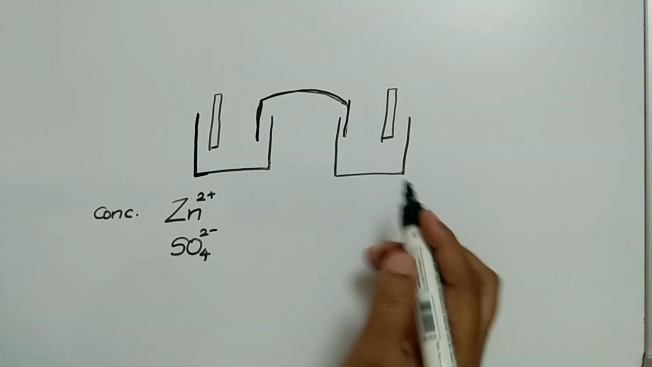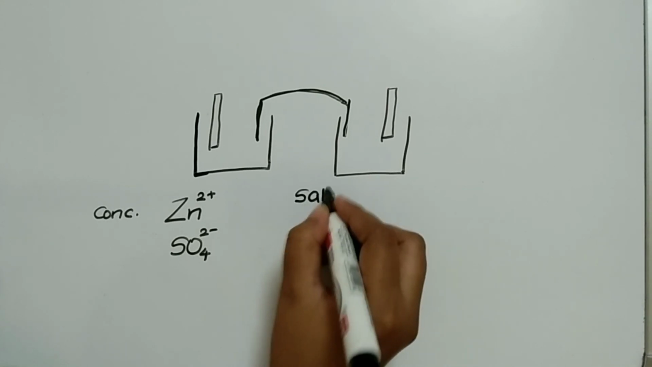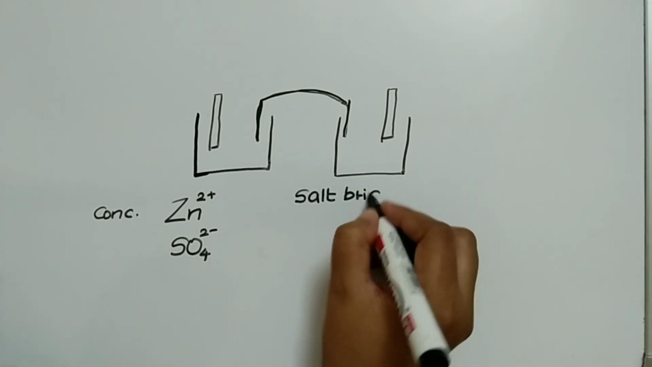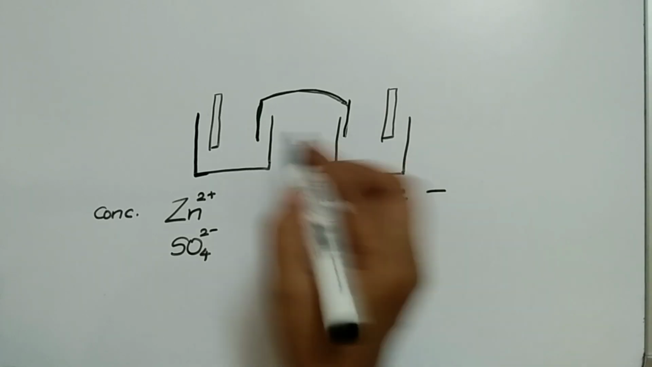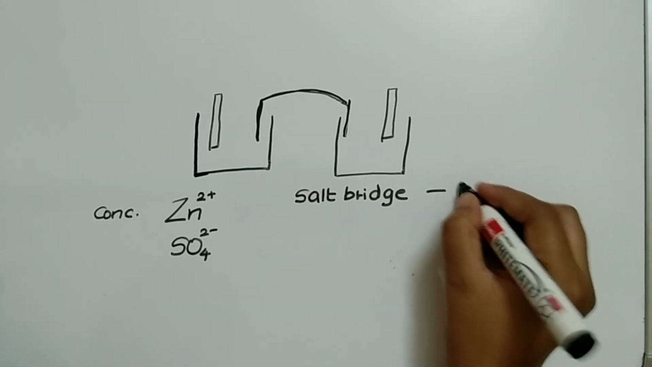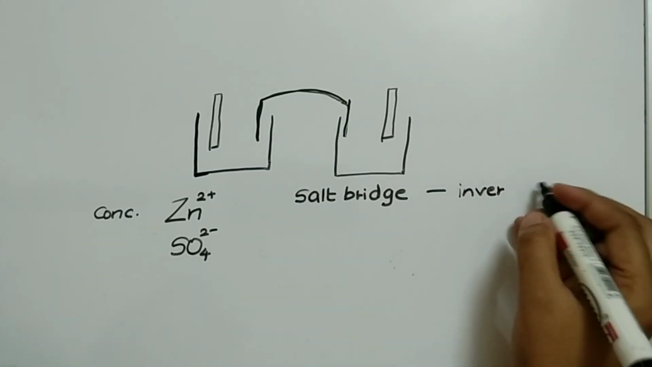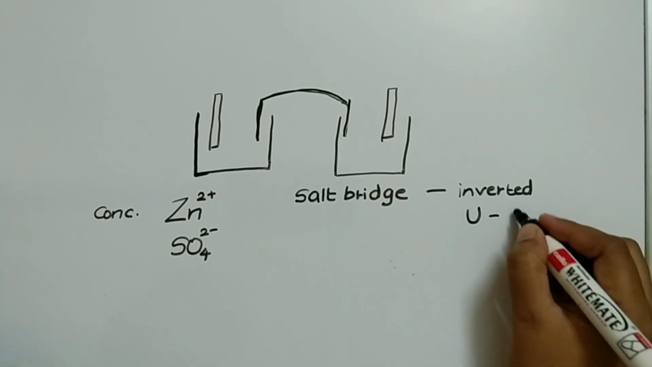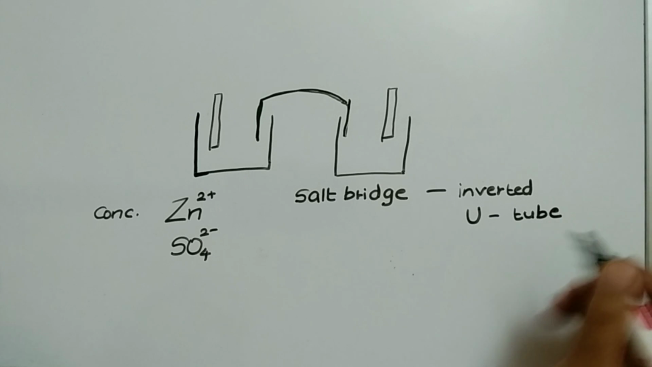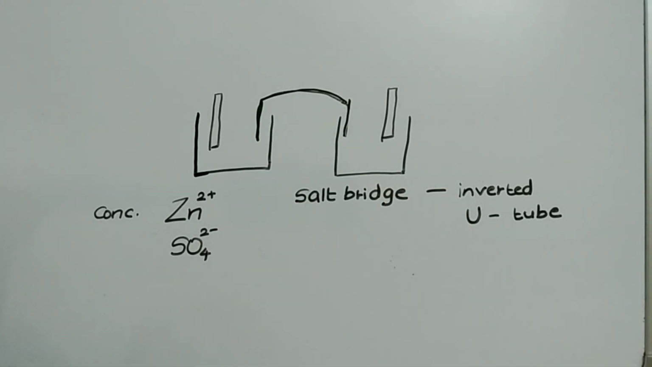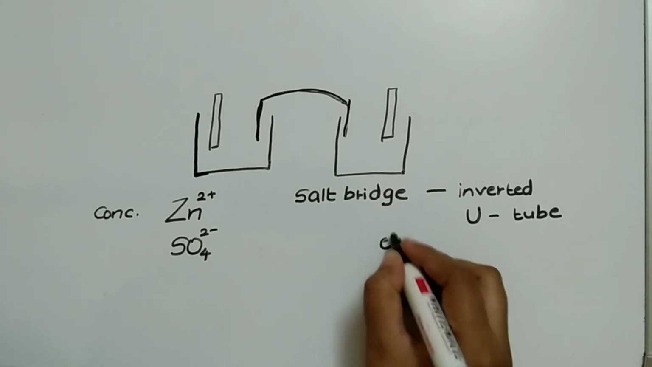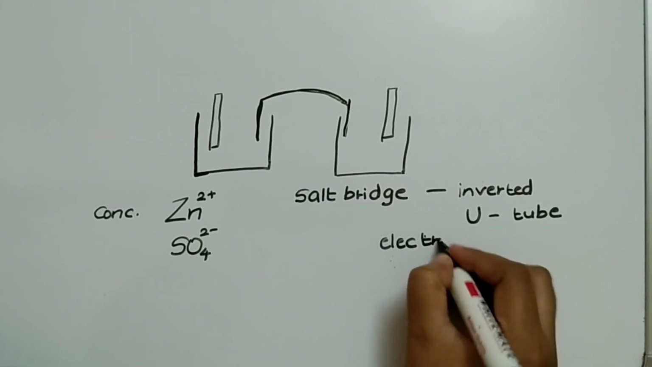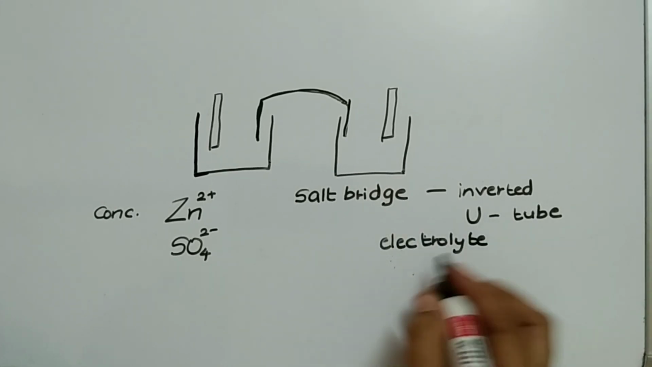Now what is a salt bridge? A salt bridge is a U-shaped tube and it is inverted. You can see it is an inverted U-shaped tube. Right? So it connects both the cells. So what is one of the functions of salt bridges? It is connecting both the cells.